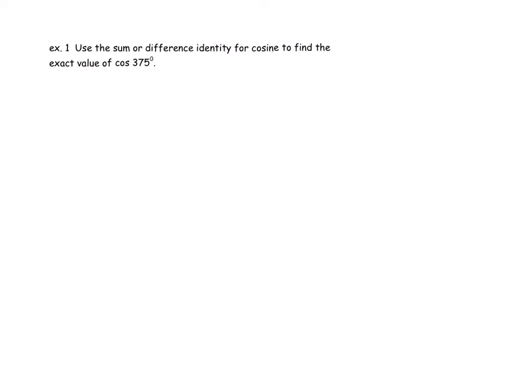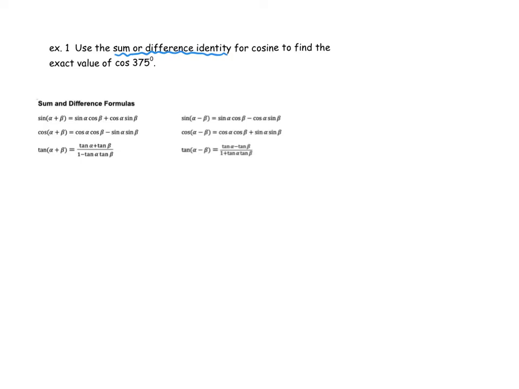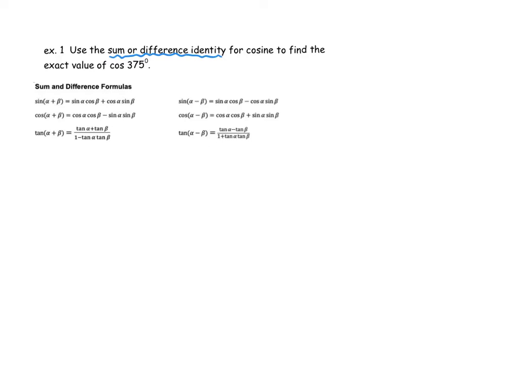Example 1, they want us to use a sum or difference identity, which is a formula you see on the previous page. I'm going to get it here again. So here is the formula, and I also posted this formula on Canvas for you to use, to find cosine 375.